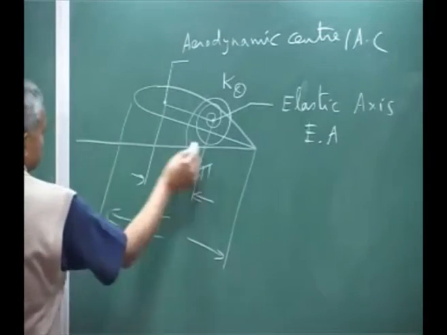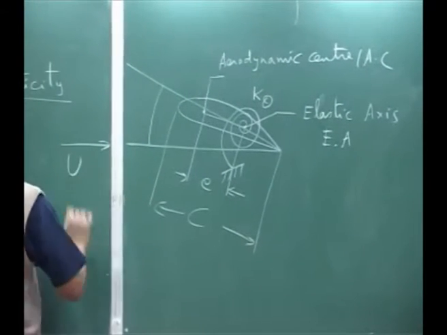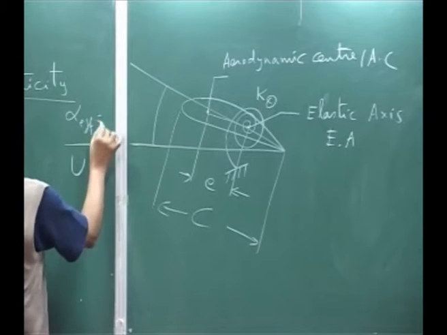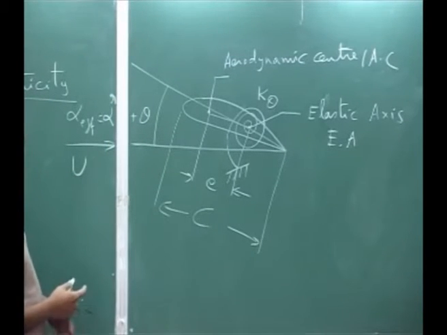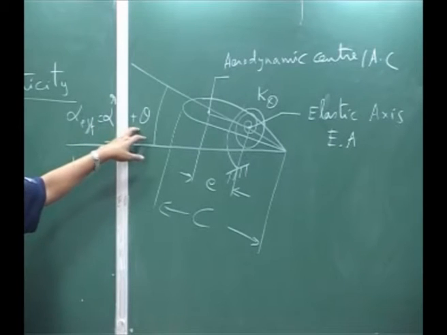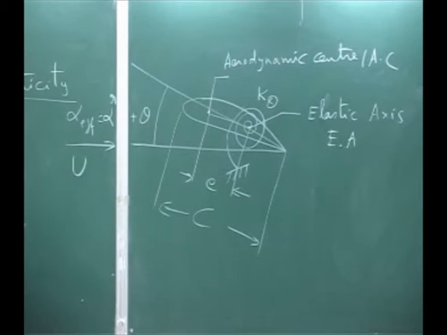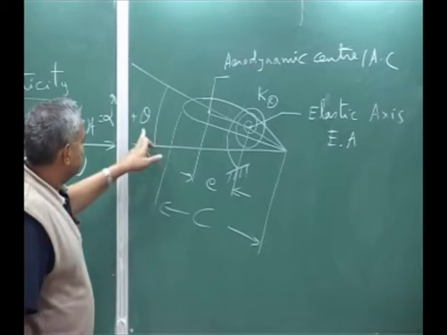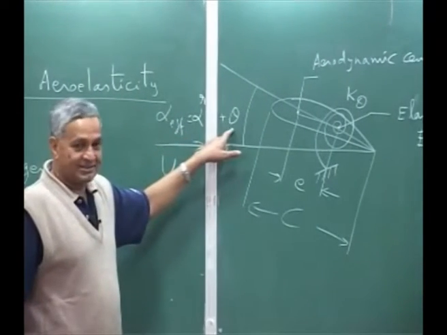And then we will take this is at a angle of attack, where the oncoming flow is U. The angle of attack, we call it alpha effective, is some alpha rigid plus theta. What I mean by alpha rigid plus theta is, alpha rigid is the initial angle of attack which you have set for the 2D section, but due to flow, due to elastic deformation, the angle of attack has changed through an angle theta. So the net angle of attack is alpha r plus theta.